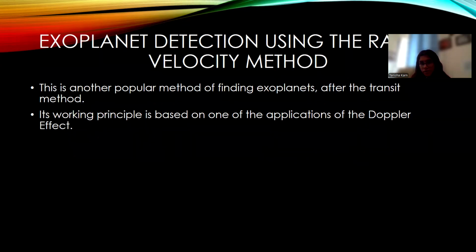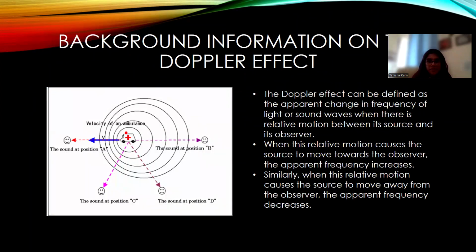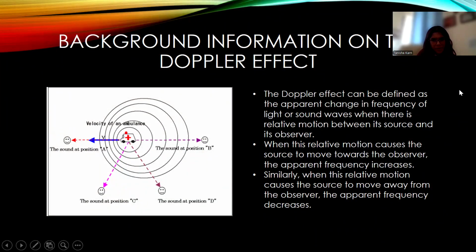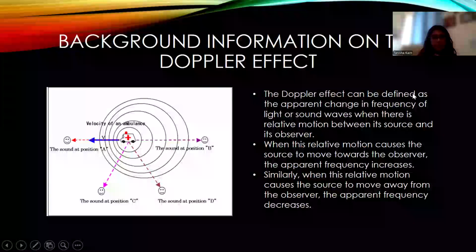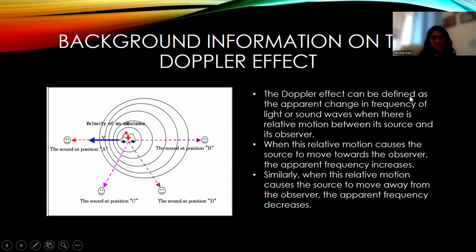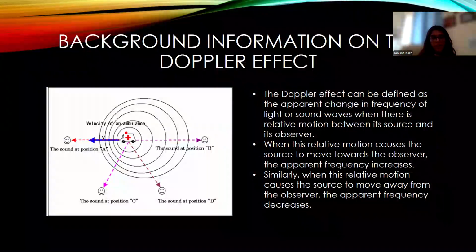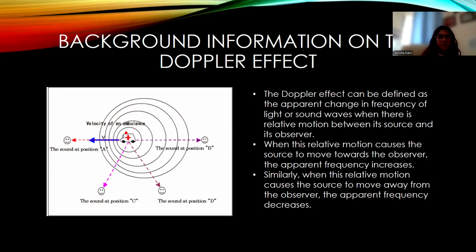Now, let's talk about the next method, the radial velocity method. This is also quite popular after the transit method, and it works on the principle of the Doppler effect, it's one of its applications. Let's take a look at some of the background information on the Doppler effect. The Doppler effect can be defined as the apparent change in frequency of the light or sound waves emitted by a source when there is relative motion between the source of the sound or light waves and the observer.